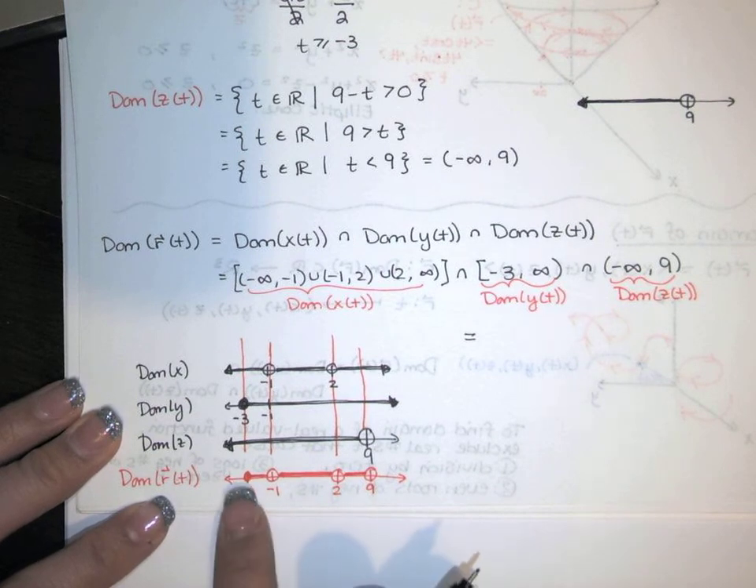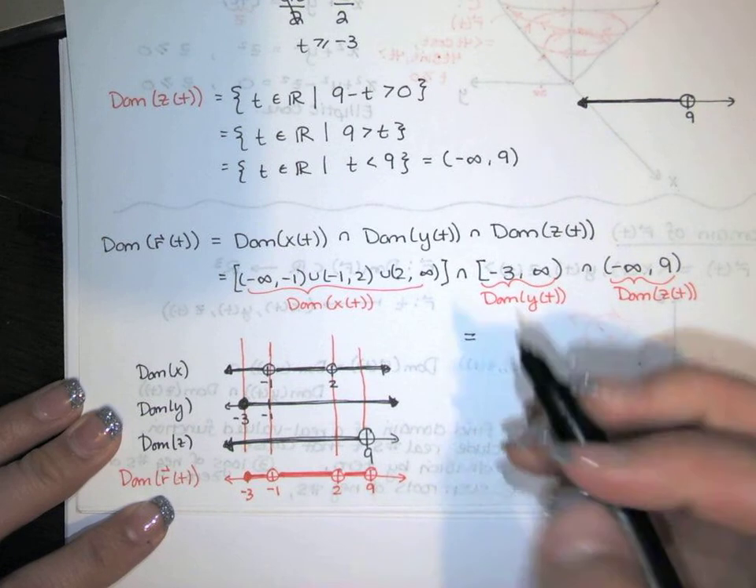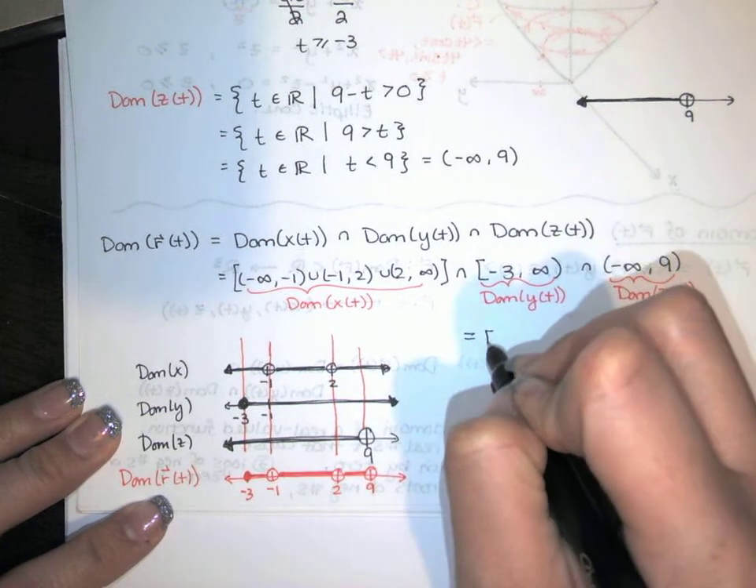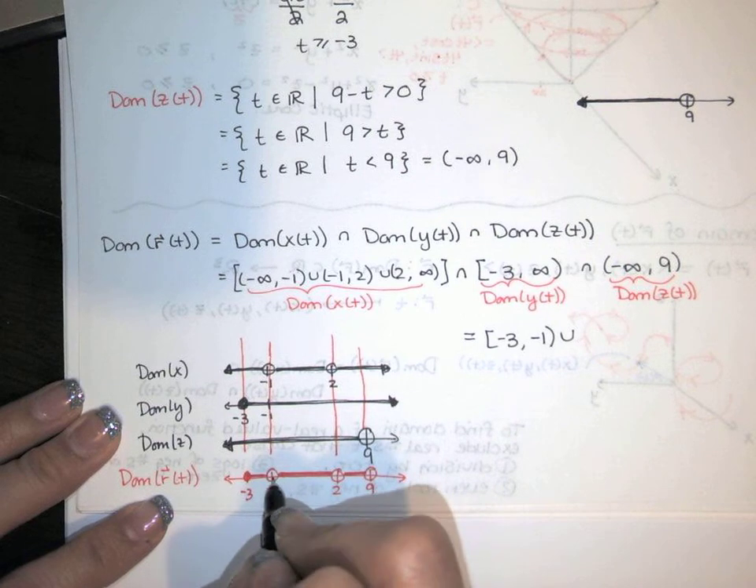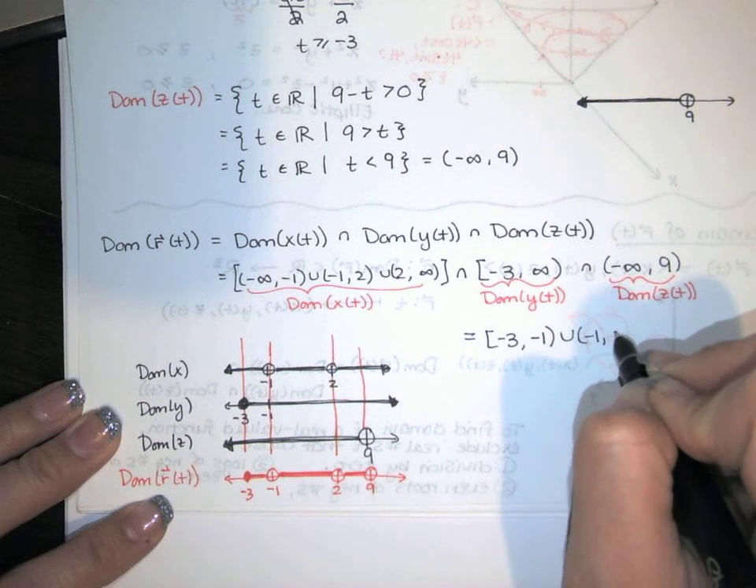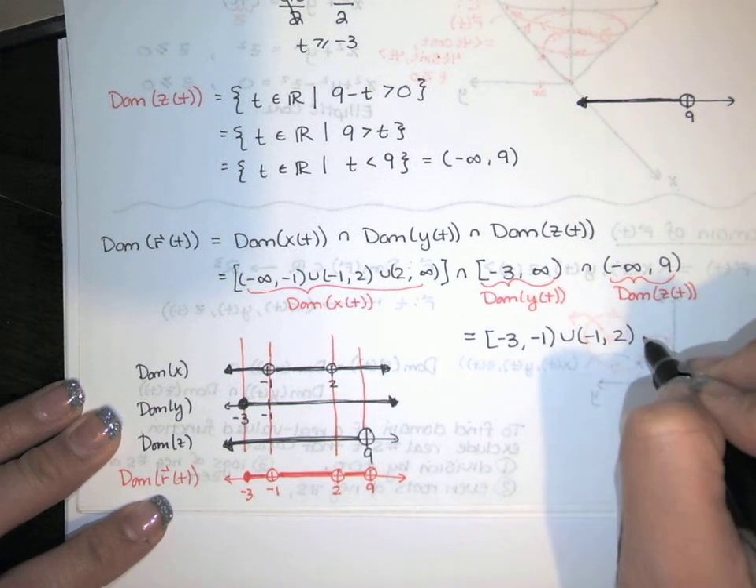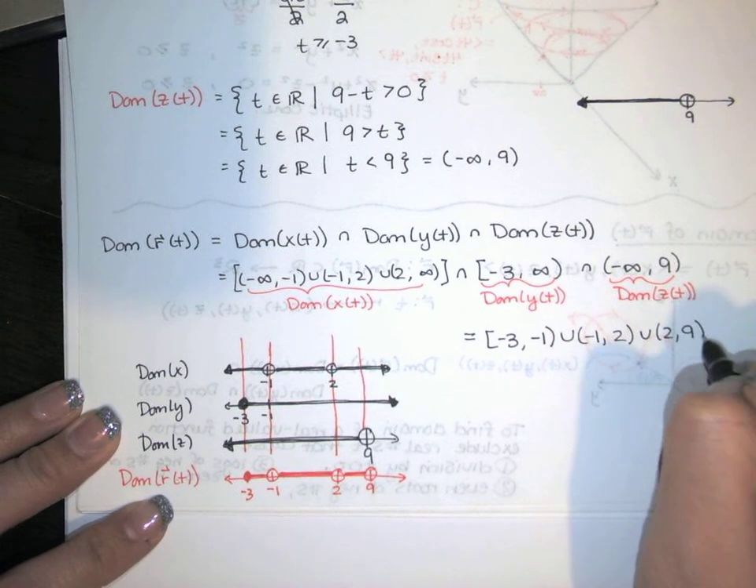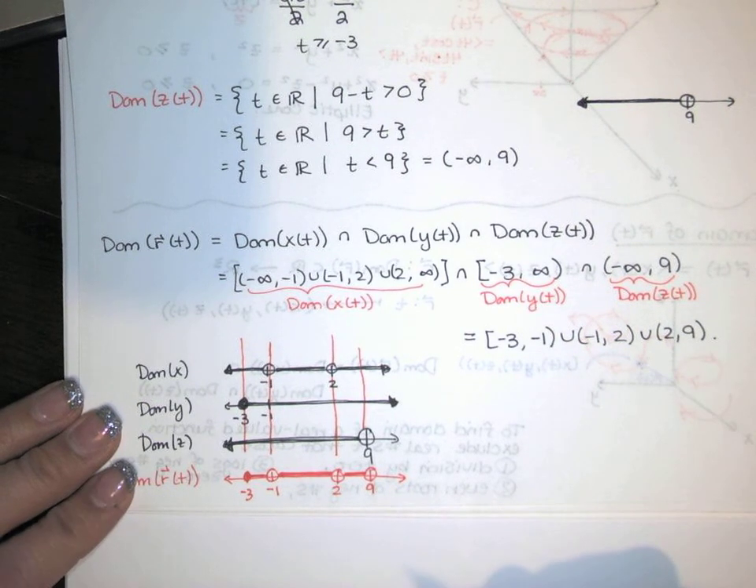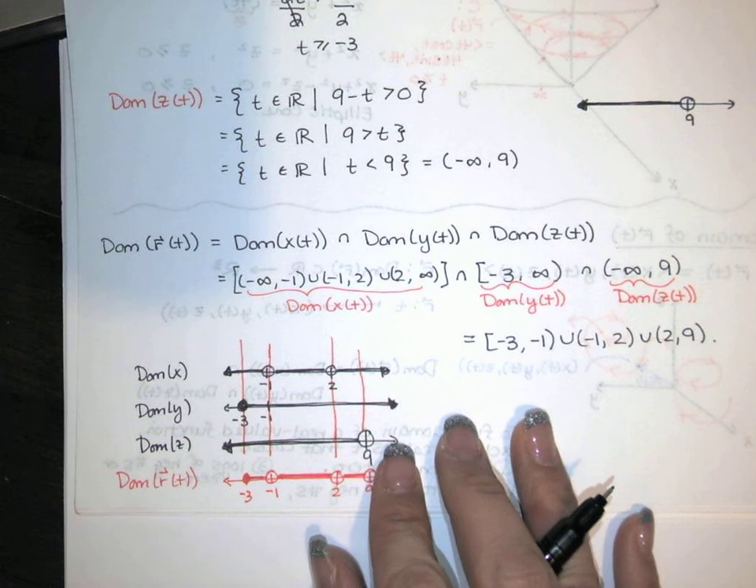So the domain is this set, union this set, union this set. So we want any t between -3 and -1. Skip -1. And then we want all the t's between -1 and 2. Skip 2. And all the t's between 2 and 9. And that is the domain of r of t.